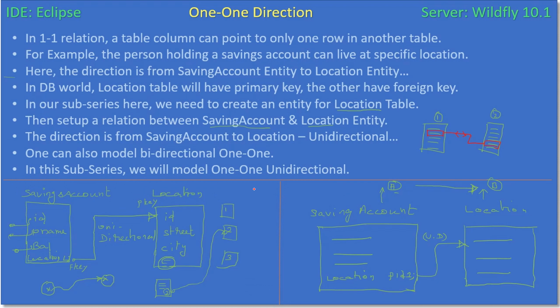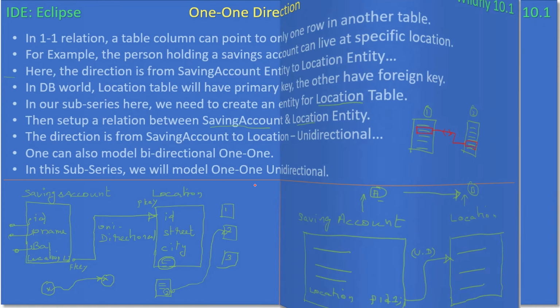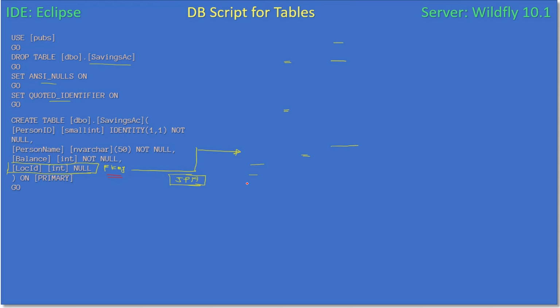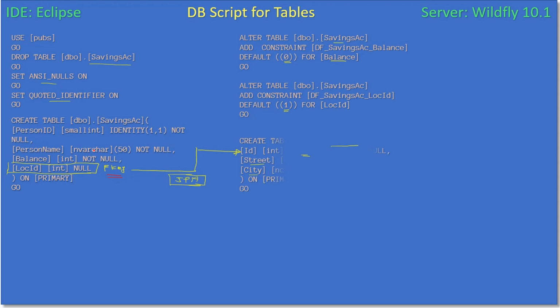So first we learned the theory part. After that we moved to the database changes. Why? Because in our previous subseries we used a savings account, and for this subseries we are making use of the same savings account, and we are introducing a new field here, location ID. Then we added a new table, location.